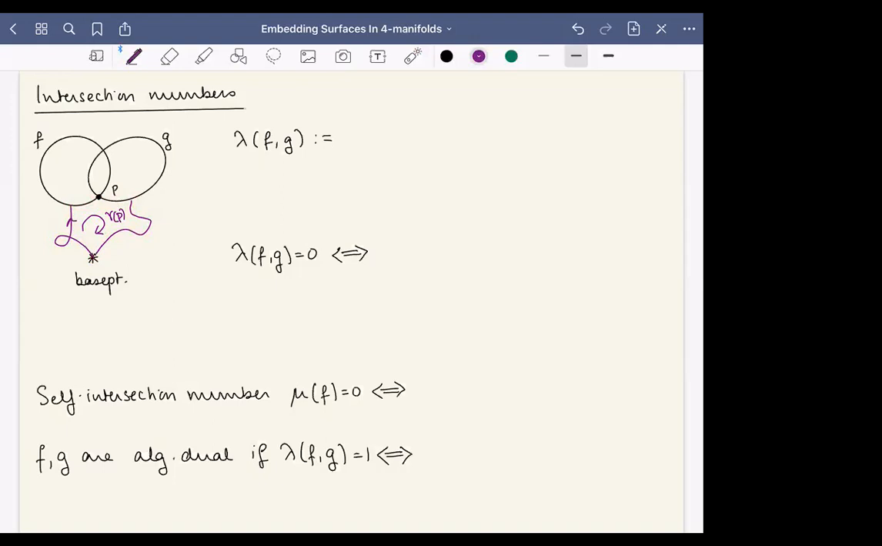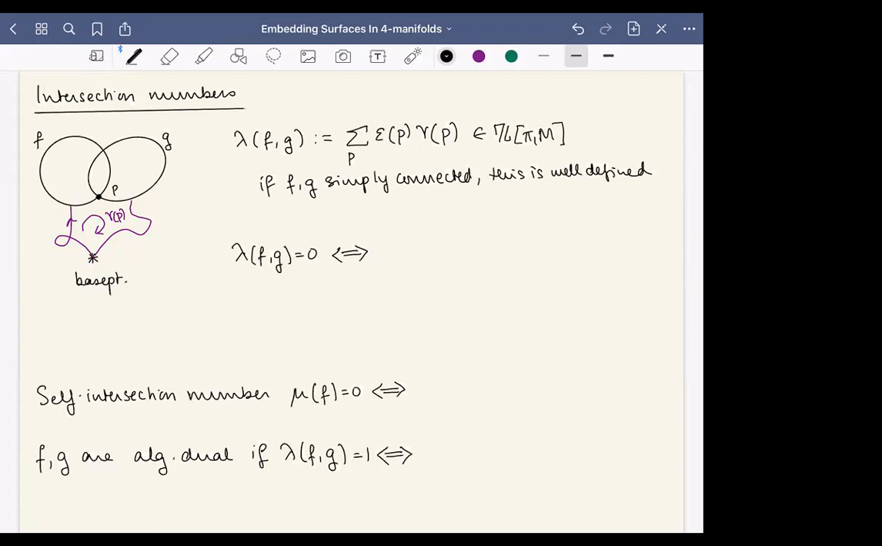And the intersection number lambda of f and g is defined to be the sum over the intersection points p of the sign of the intersection point and these curves gamma of p. So right now, as I've defined it, this lives inside of the group ring Z pi 1. And it turns out that if f and g are simply connected, this thing is well defined. Okay, so this is the algebraic intersection number. I talked about this number vanishing. So what does it mean for this to vanish?